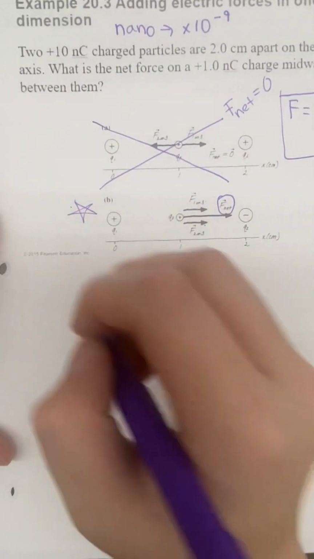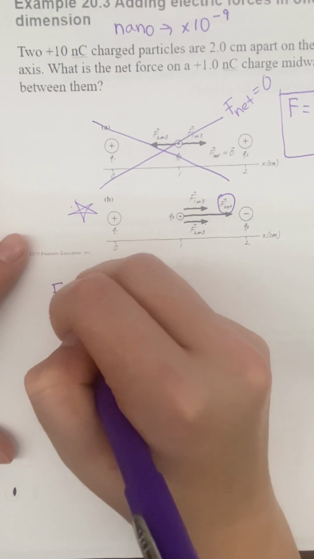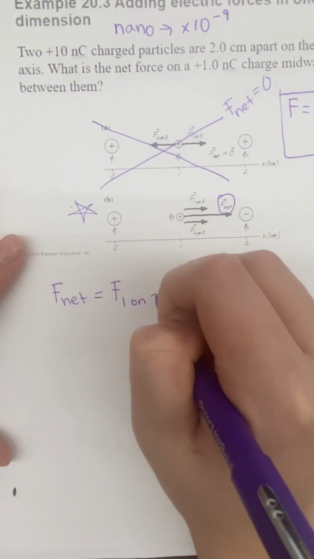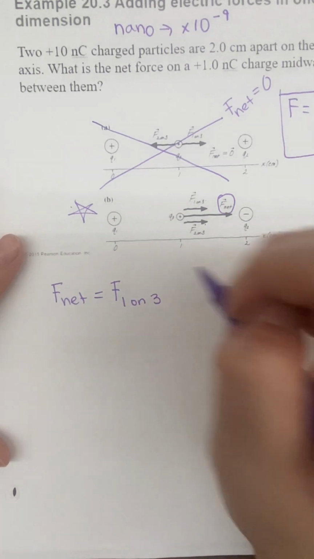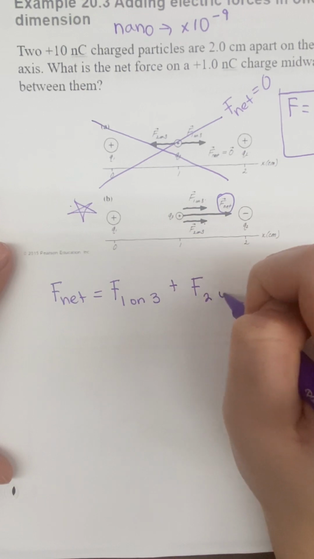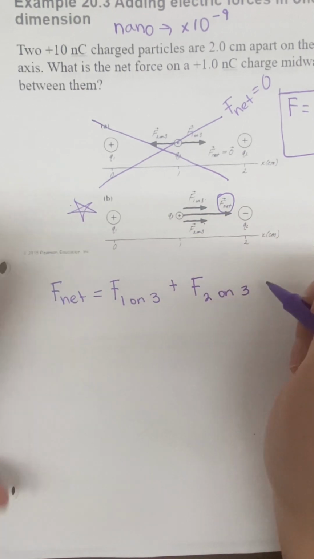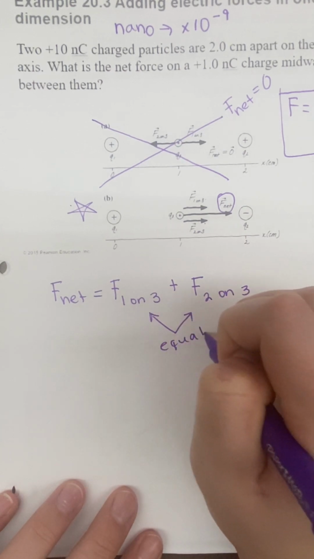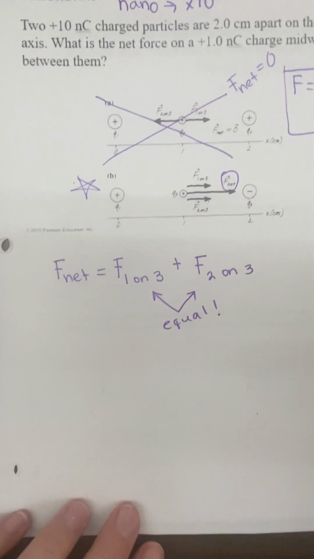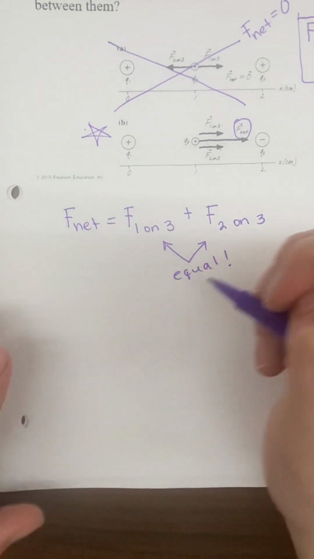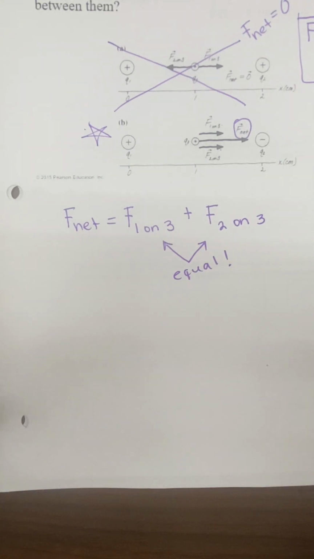So we can write an equation that says F net equals F1 on 3, we'll just use their same notation here, plus F2 on 3. And then we know that these are equal because they have the same distance and the same magnitude of charge. Okay, so I'm going to just find one of these individually, and then we'll double it and have our answer.